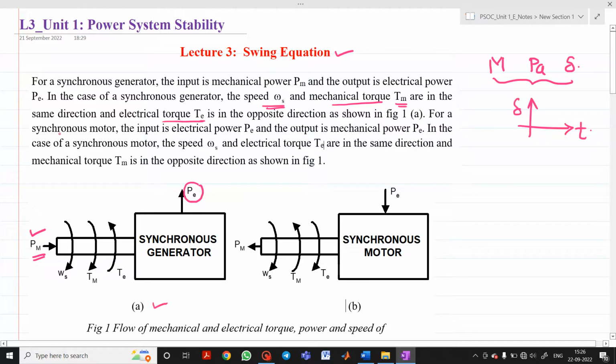Now when we talk about the synchronous motor, the input is electrical power and the output is mechanical power. What happens in a synchronous motor? Whenever the speed is omega s, the electrical torque Te is in the same direction. So this omega s, here we have shown it like this, and Te will be in the same direction. On the other hand, the mechanical torque will be in the opposite direction.